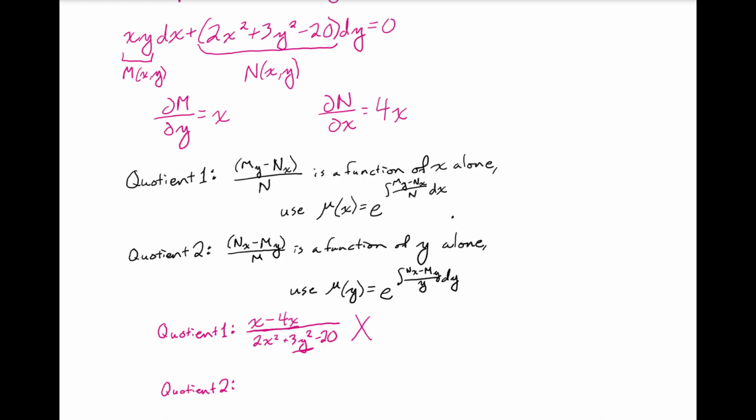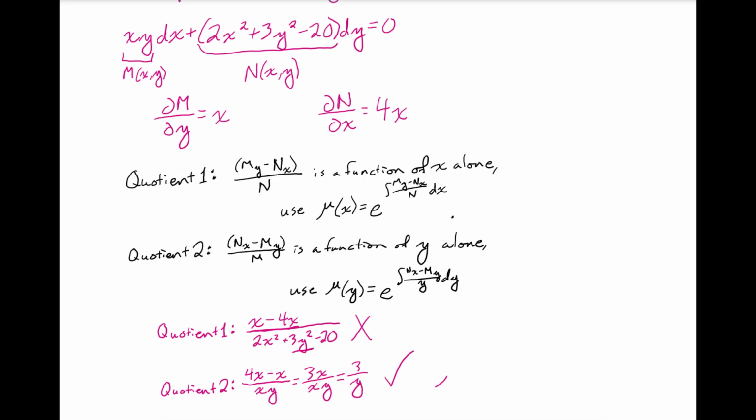In quotient 2, I'll be taking the partial derivative of N with respect to x, so 4x, and subtracting from that the partial derivative of M with respect to y, so I'm subtracting x, and I'm dividing by M, so M was xy. Now I can simplify this, so I have 4x minus x is 3x divided by xy. Every term has an x in it, so this is equal to 3 over y. Now this is a function of y alone, so this works.